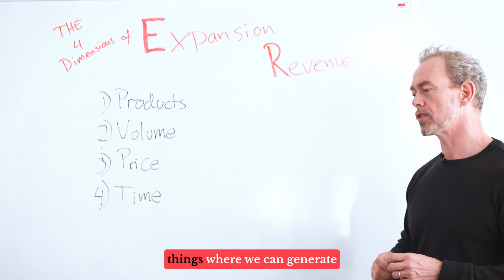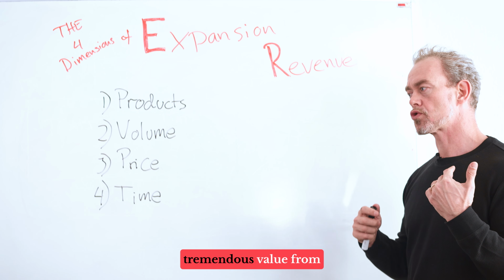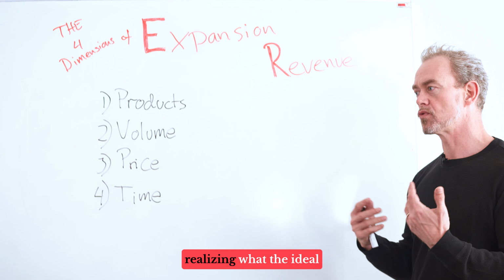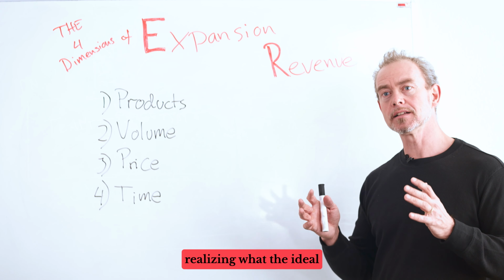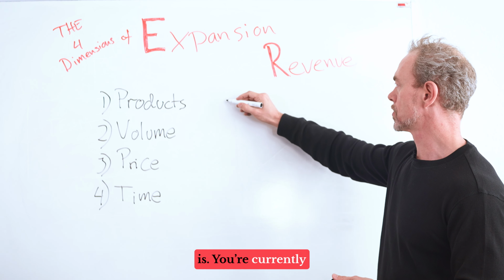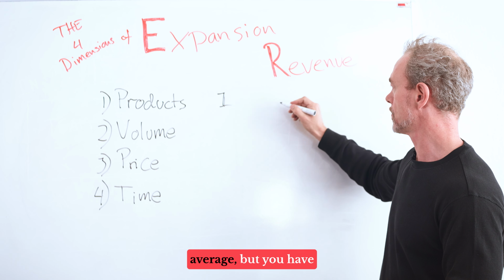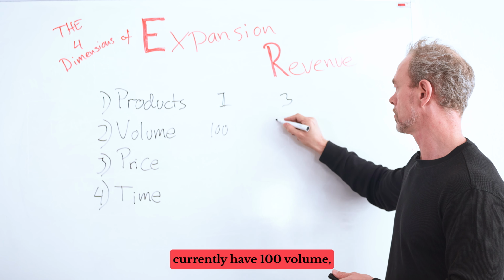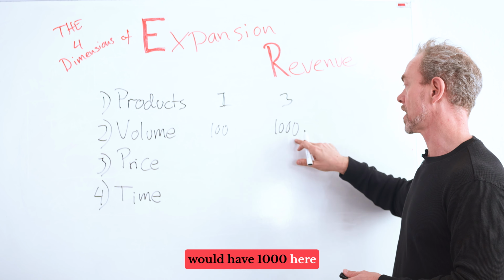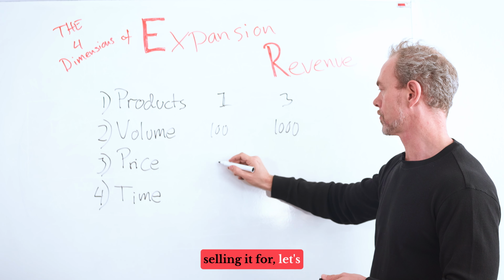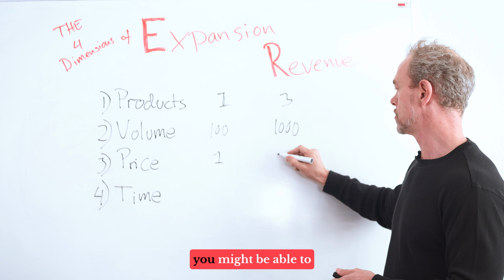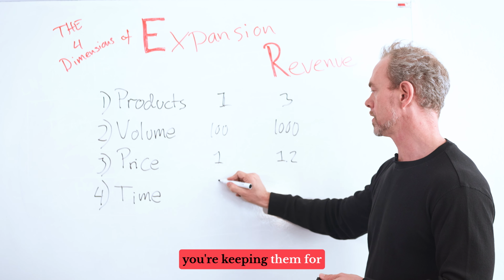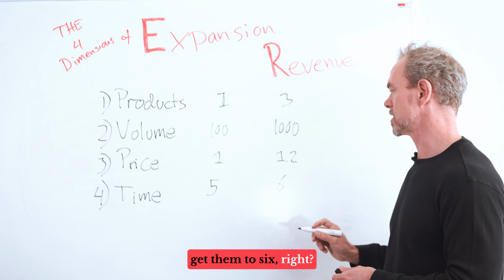So it's just one of the things where we can generate tremendous value from a customer or from a customer base by realizing what the ideal state of those customers is. You're currently selling one product on average, but you have 3 to sell. You currently have, let's say, 100 of volume, but the customer would actually have 1,000. You're currently selling at, let's say, an index of 1, but you might be able to go to 1.2, which would be your fair value price. And maybe you're keeping them for 5 years, but you could get them to 6, right?